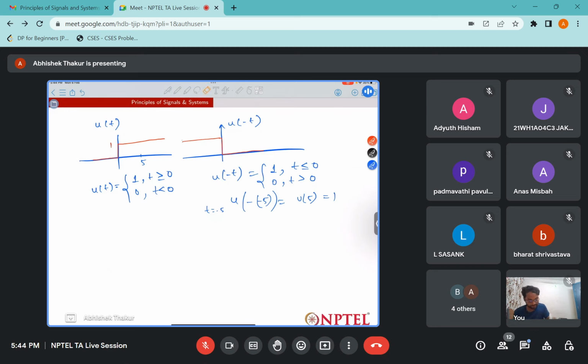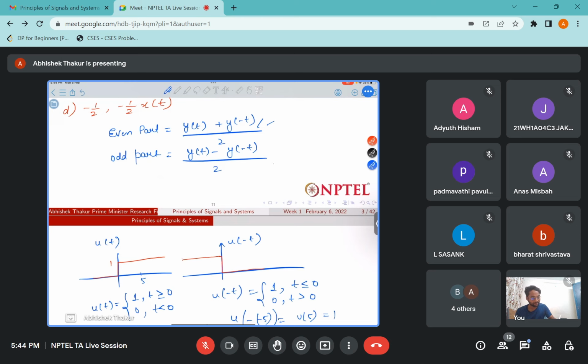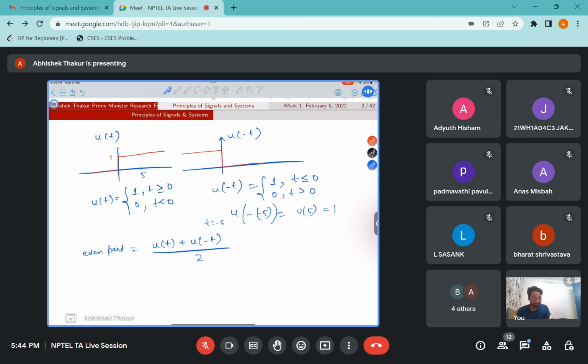So the even part will be u(t) plus u of minus t by 2. This is the formula for the even part, and this is the formula for the odd part. Understood? So when you add this, you will get the curve as this, which is the even part. This is also 1, so you will get 1 by 2, because when t is greater than 0 it is 1, and when t is less than 0 that is also 1. So when you add these two signals and divide by 2, you will get half.